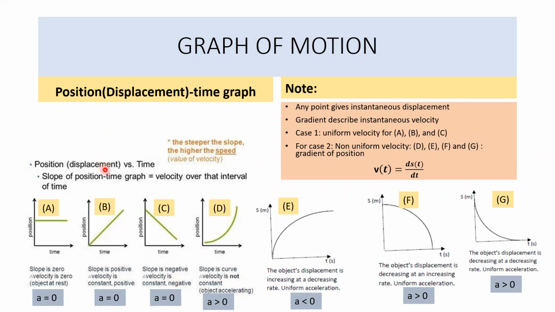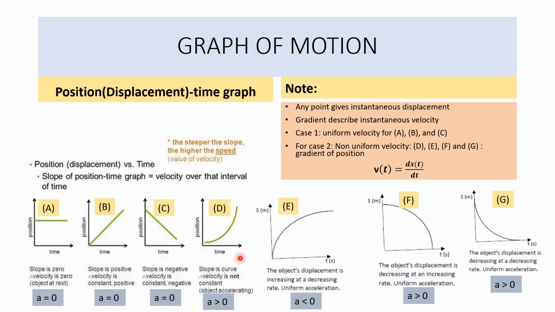In position or displacement versus time, the slope of the position versus time graph is the velocity over that interval of time. Again, the gradient of the position versus time graph is the velocity over that interval of time. You only need to find the gradient of the line. So if the graph is a displacement versus time graph, the gradient of the line is the velocity or speed of the object.